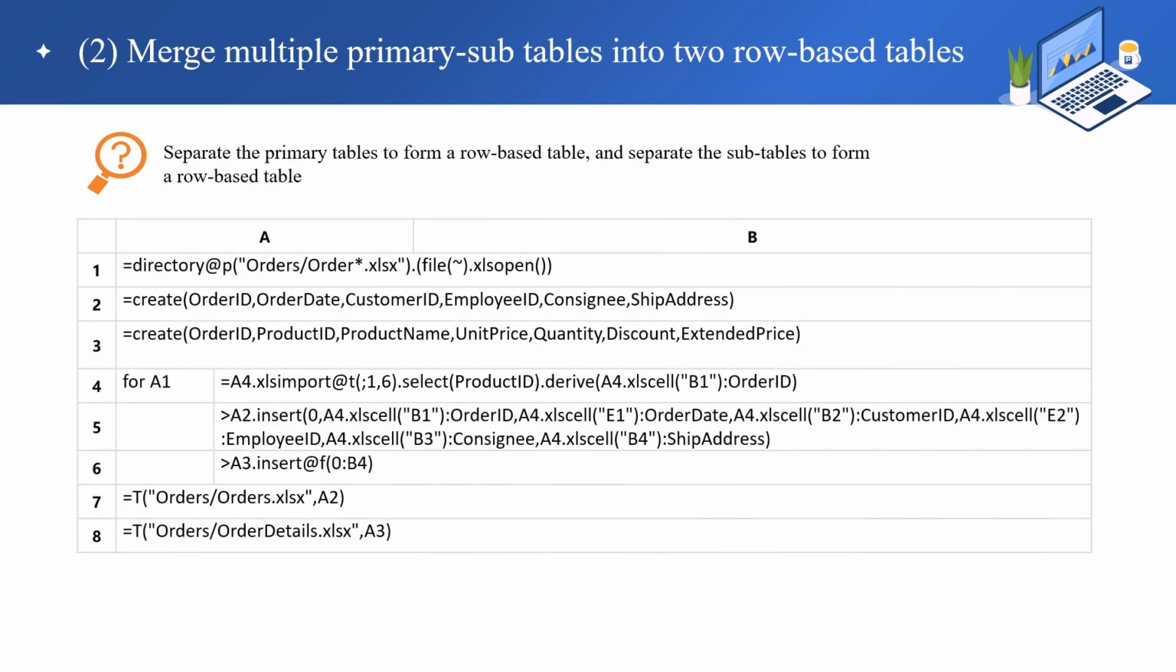The subtable is a row-based table and can be read directly by row. The primary table is a card-style table, similar to the previous example. It also needs to read the values of certain cell positions. Let's look at the script.